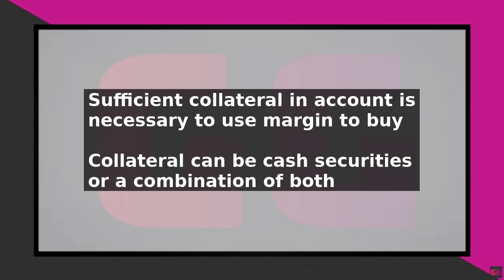When you buy a security on margin, you are essentially borrowing money from Schwab to pay for the purchase. The amount you can borrow is based on the value of the securities in your account and the margin requirements for the specific security you are buying.